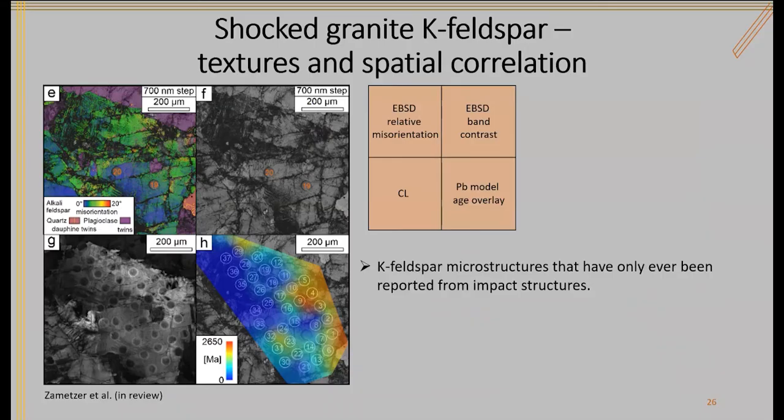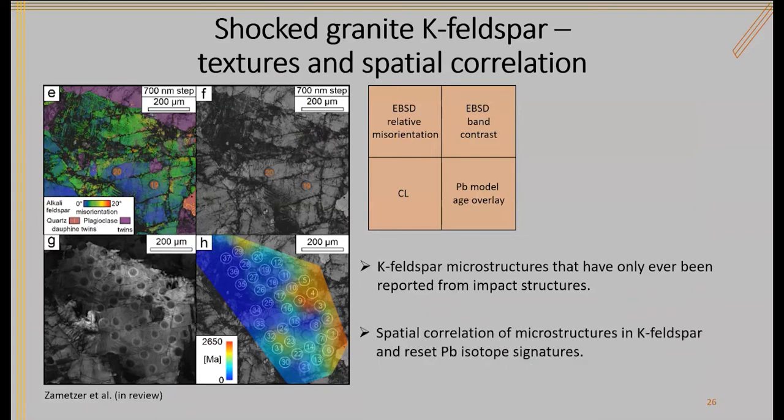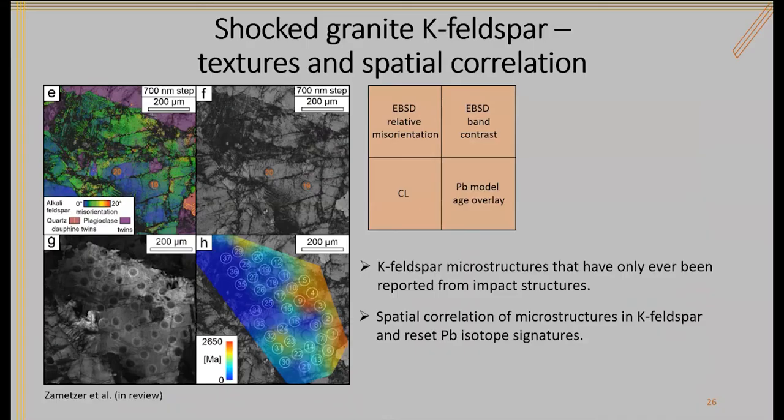Now, two key observations from this. We can document microstructures in the shocked K-feldspar from Yarrabubba that have only ever been reported from impact structures. For example, damaged lamellae. We have subplanar and irregular fractures in the K-feldspar. We have broad domains of lattice damage, and we have planar deformation bands with misorientation angles of up to 20 degrees.